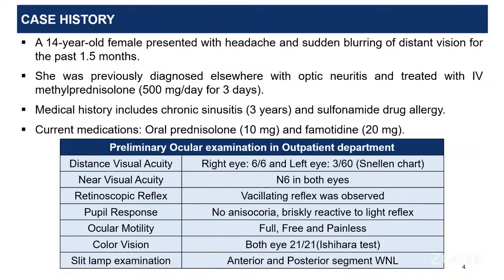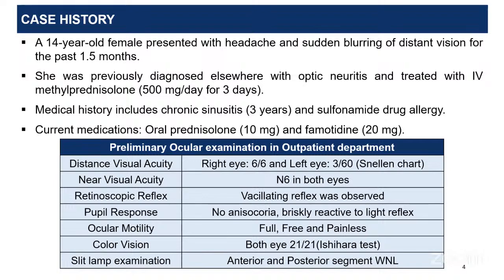Here we discuss a 14-year-old female who presented with headaches and sudden onset blurring of distance vision for the past 1.5 months. She was previously diagnosed with optic neuritis and treated with IVMP. Her medical history includes chronic sinusitis for 3 years and allergy to sulfonamide. Currently, she is on oral prednisolone and famotidine.